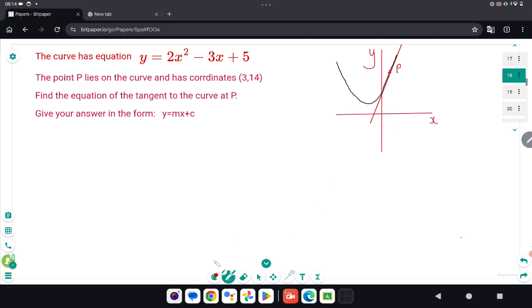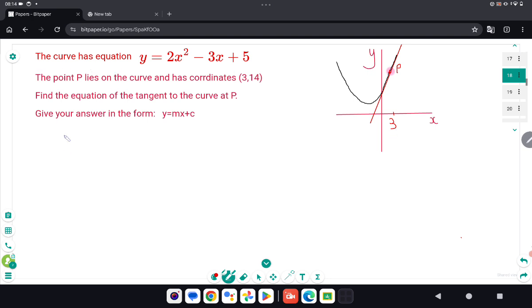So what do we need to find the equation of a straight line? We need a gradient and we need a y-intercept. Now, the gradient of the tangent here is exactly the same as the gradient of the curve at that exact point when x is 3. So first of all, we can use that fact to find the gradient.